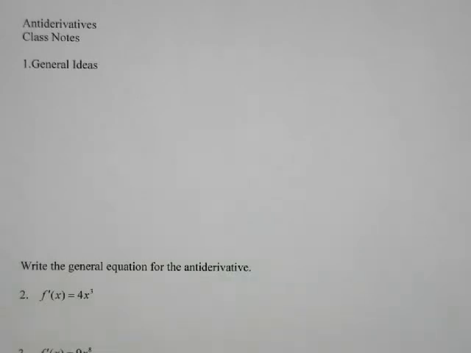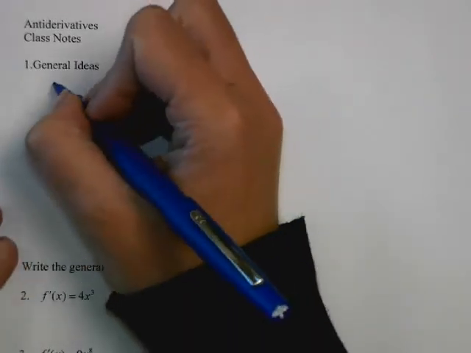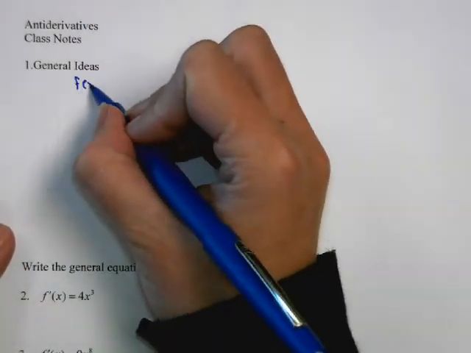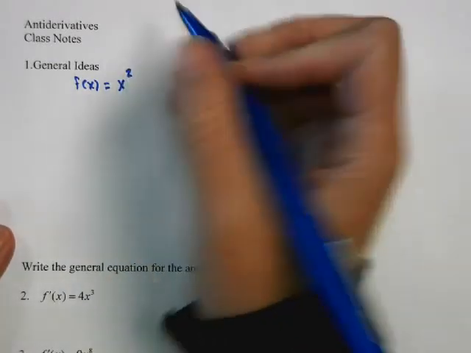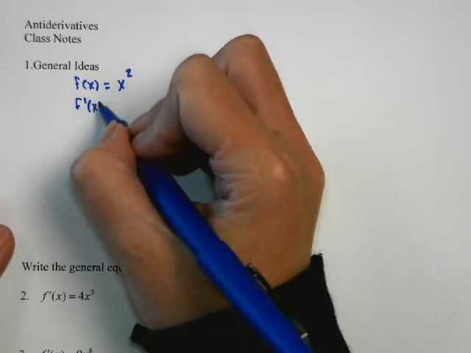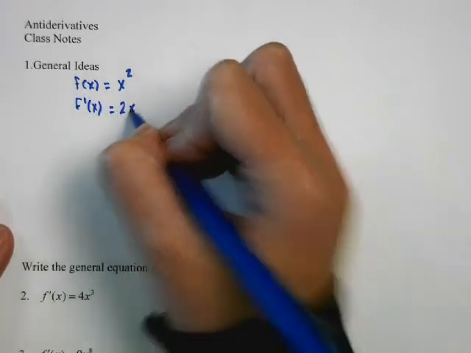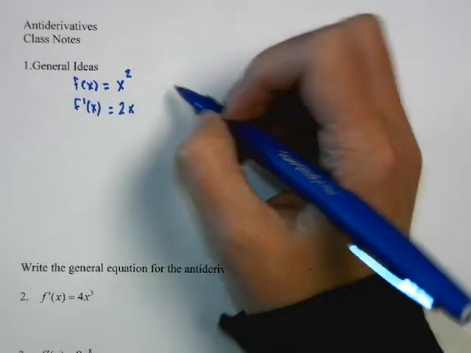Now we're going to talk about antiderivatives. We have derivatives, and we are talking about antiderivatives. So first I just want to consider: let's say I have x squared and I want to take the derivative. We're going to get 2x.